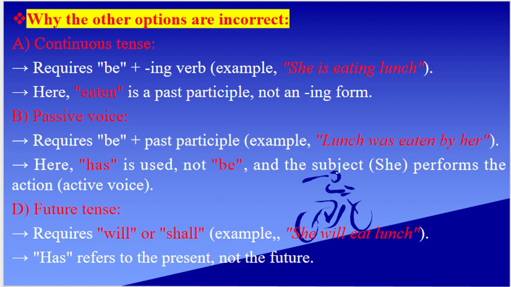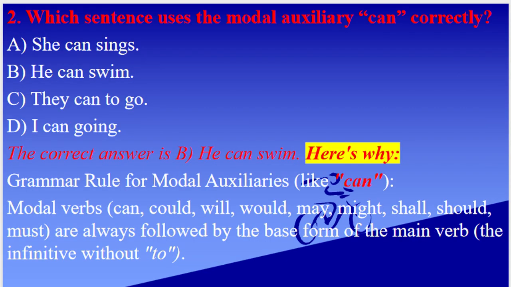2. Which sentence uses the modal auxiliary can correctly? A. She can sings. B. He can swim. C. They can to go. D. I can going. The correct answer is B, he can swim.